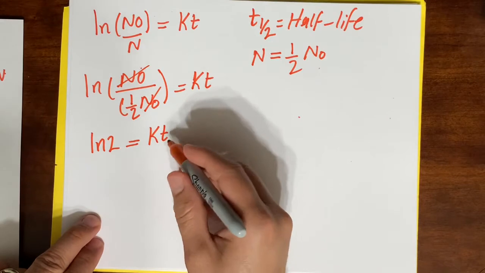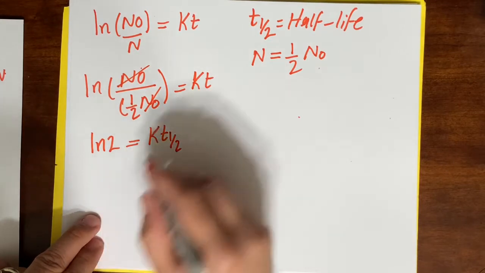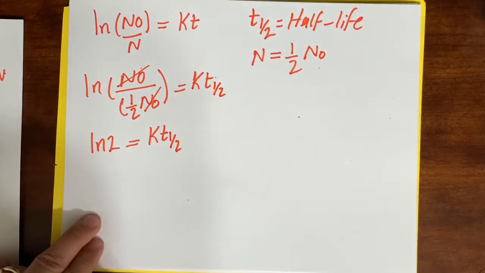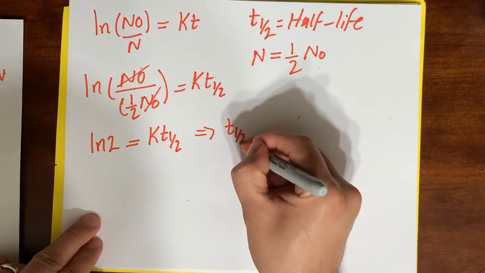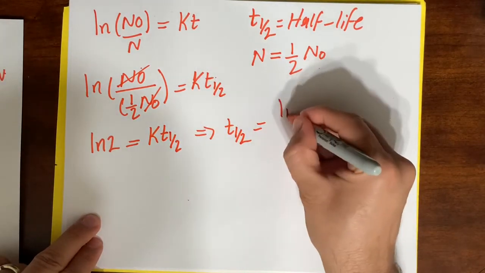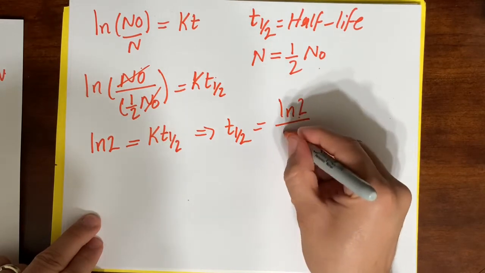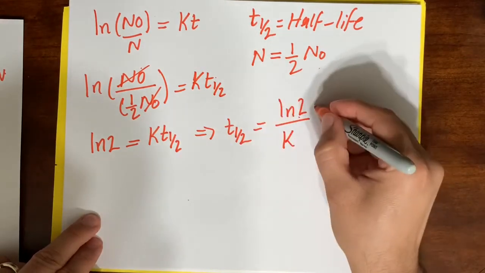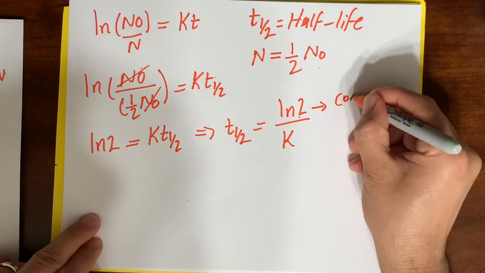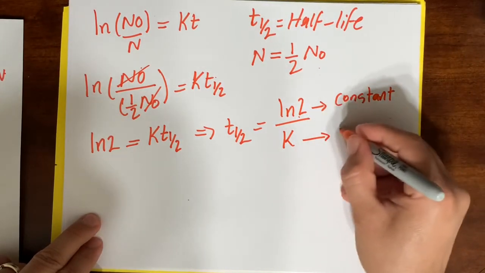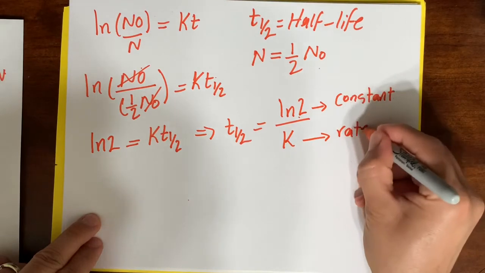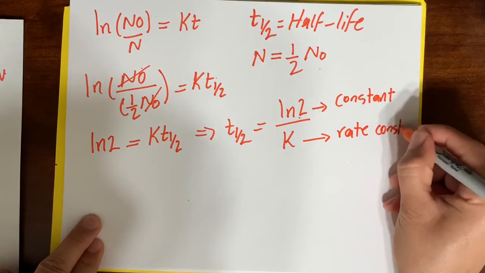And we said t is the half-life. Let's give it a name. So I'm going to call it half-life. Okay. So t half-life is going to be equal to ln of 2 divided by k. Ln of 2 is a constant number, and k is the rate constant.